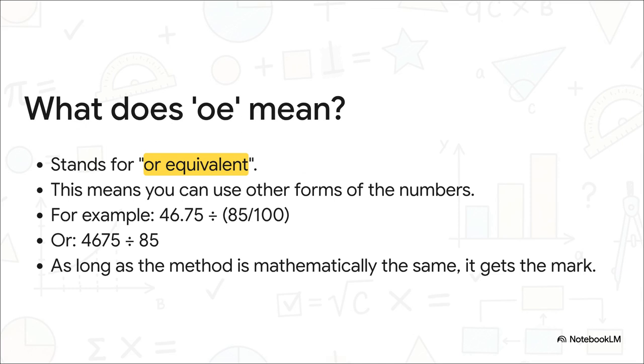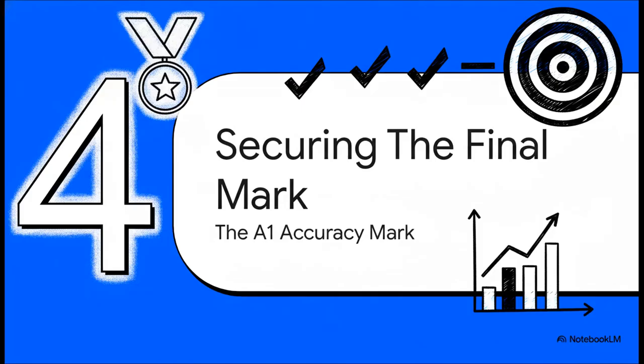Now you might have spotted those two little letters OE at the end of the quotes. They're actually super important. It just stands for or equivalent. And what it means is that you have some flexibility. You don't have to use decimals. You could write it as a division with a fraction, or even multiply everything to get rid of the decimals completely. As long as your method is mathematically the same, the mark is yours. So you've shown a valid method. You've got your M1 in the bag.